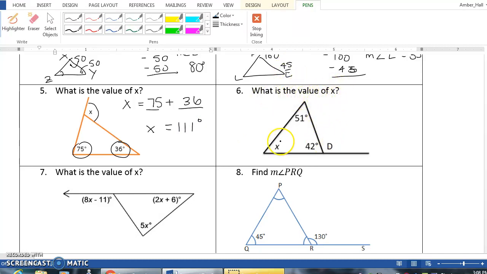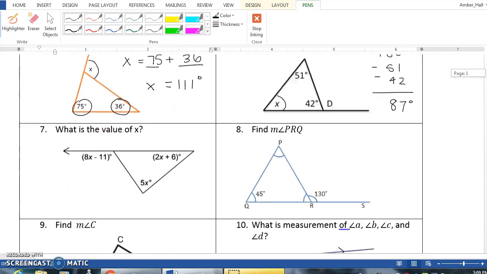Number 6, find the value of X. Well, X is right here. It's one of the interior angles, so we know it's very similar to questions 1 through 4. All we are doing is 180 minus 51 minus 42. Those added together are 93. 180 minus 93 is 87 degrees. Be careful of this angle D. This is our exterior angle, but for this problem we did not actually need it.